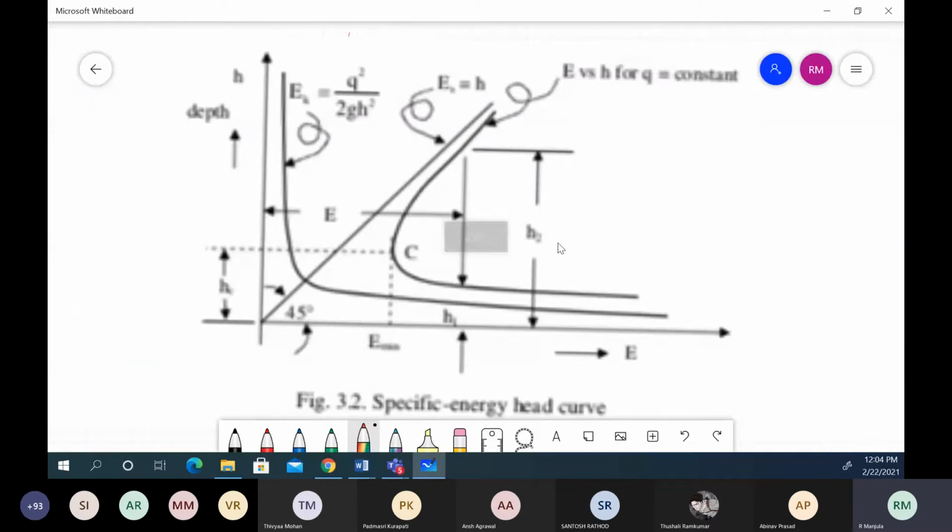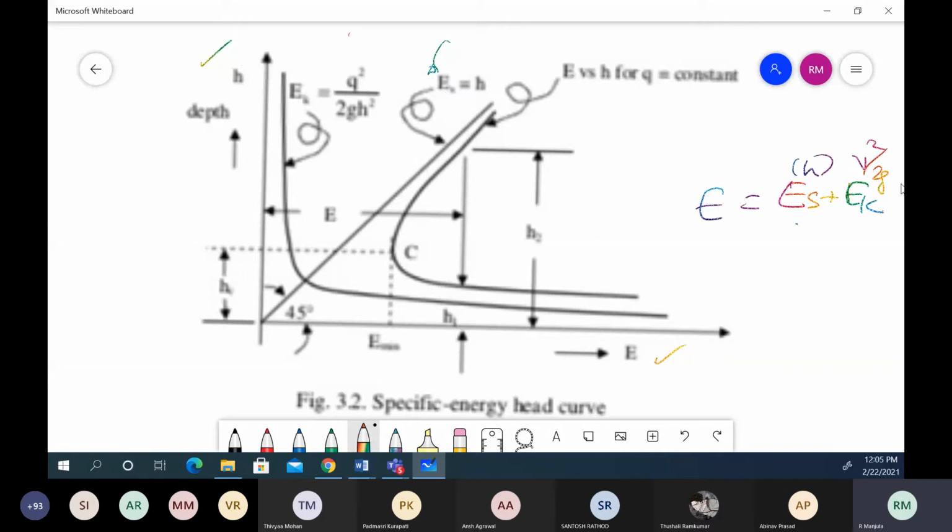Now you can see here, this is going to be your specific energy, and this is going to be your depth of flow. The first one is ES, the static head energy or potential energy. Static head is equal to H. This is Y. So if you are plotting only the head, because E is equal to ES plus EK, ES is nothing but your potential head H, plus V square by 2g.